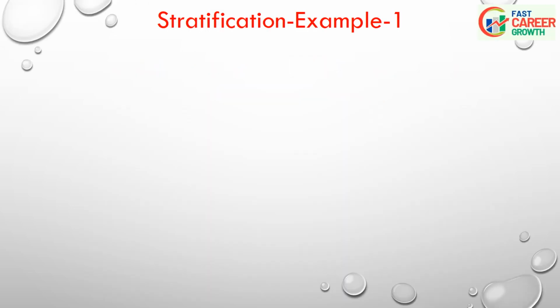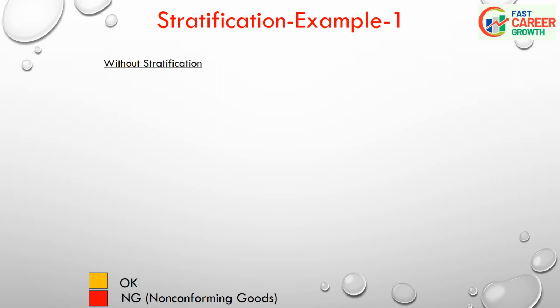Next, let's discuss an example. If we don't follow stratification, then all NG or non-conforming products are kept in one place. Yellow color means OK product or good product, and red color means NG or non-conforming product. There are 3 production lines.